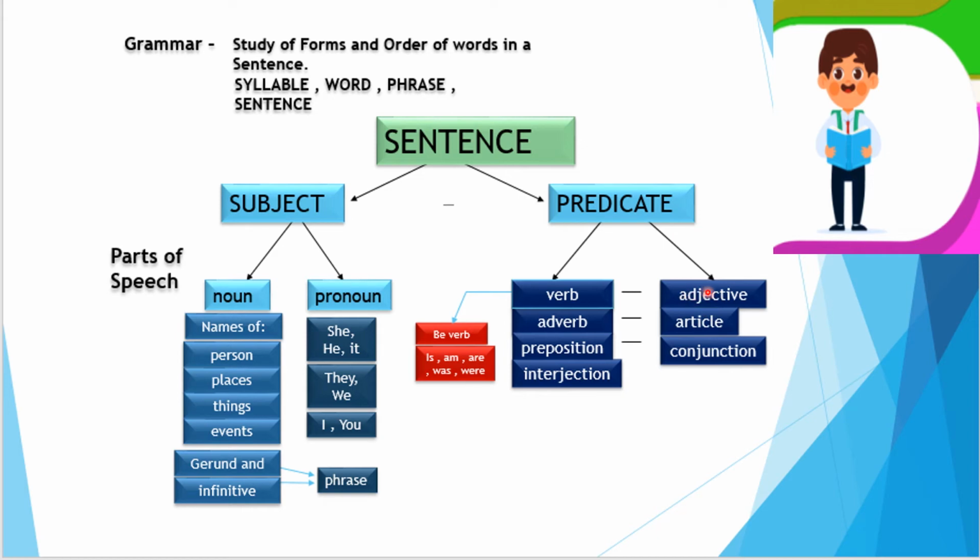Adjectives are words that describe a noun. Example, beautiful. She is beautiful. Beautiful is a word that describes the subject, she.